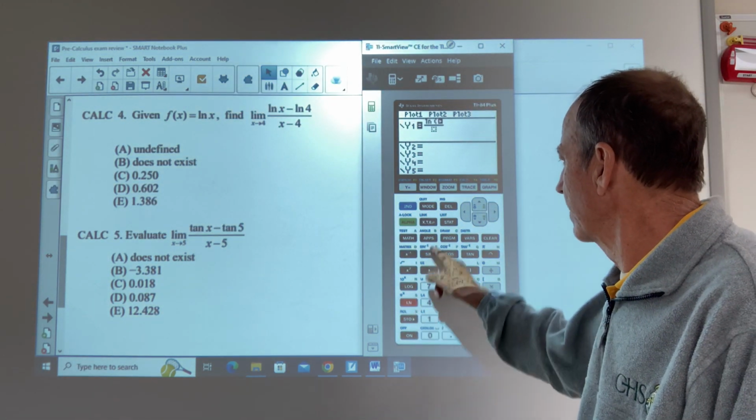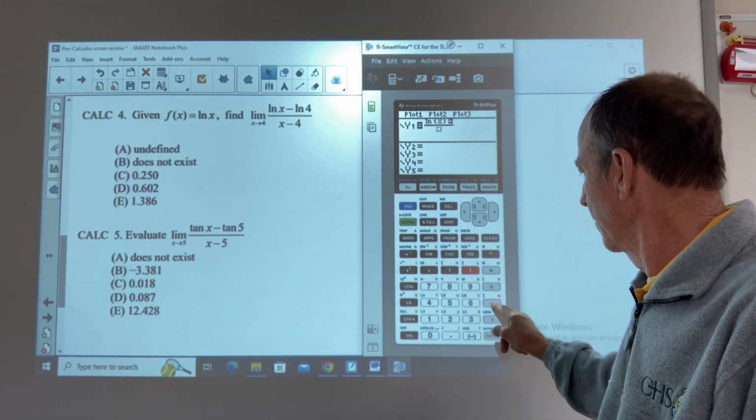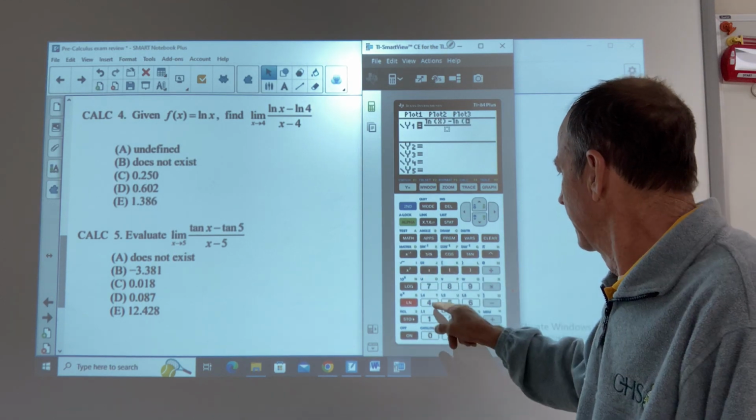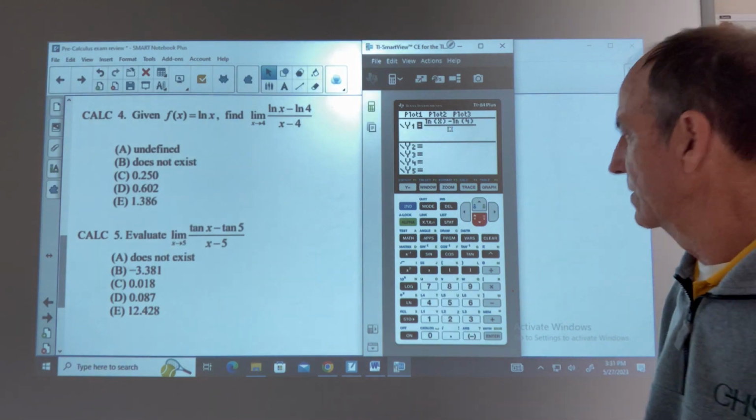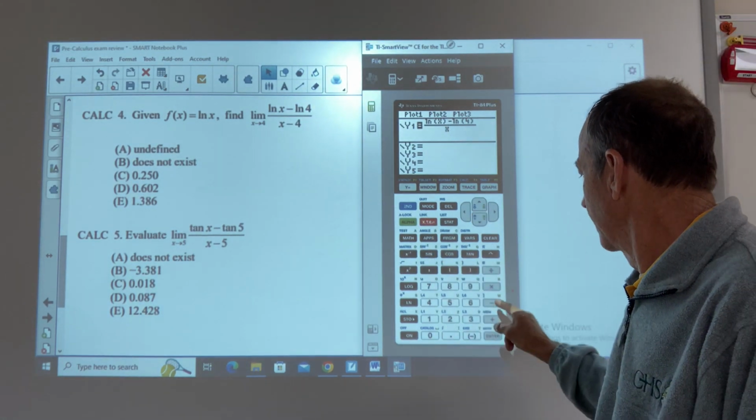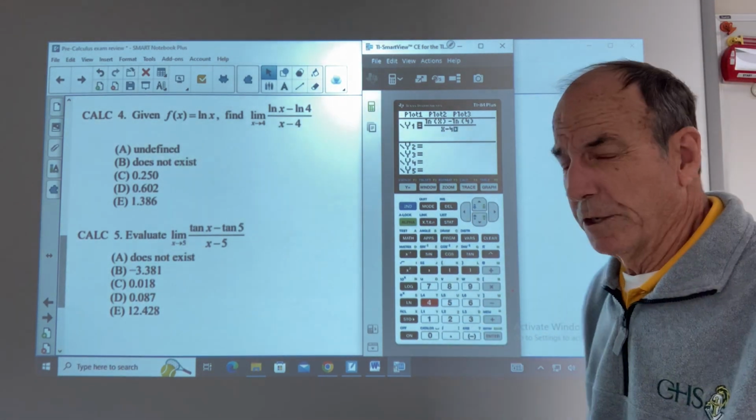We have the natural log of x. Take away the natural log of 4. So that's what's up top. And on the bottom, we just have x minus 4. Now, we could look at the picture.